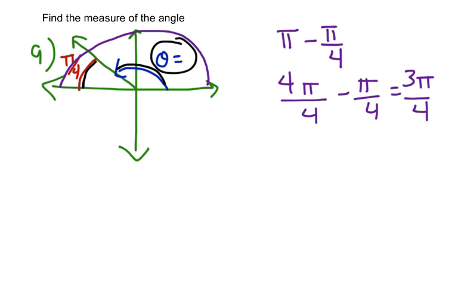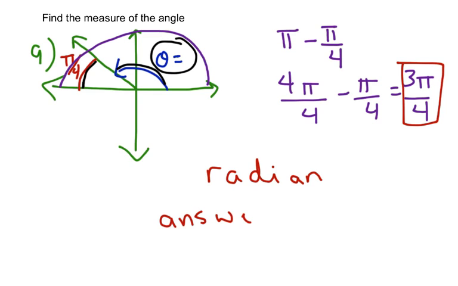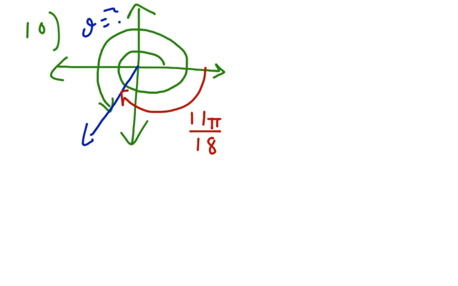Some of this is just common sense. If you want, you could change this to degrees and do it that way. But make sure if they give you a problem in radian measurement, your answer should be in radians. If they give you degrees, your answer should be in degrees. Now here they give you that this angle is 11 pi over 18.